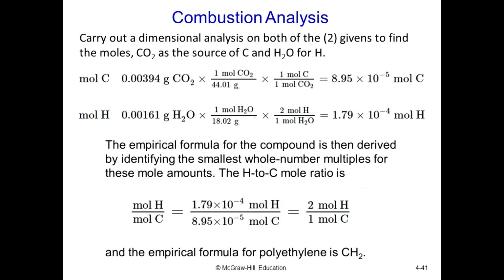In the case of carbon, we have 0.00394 grams of carbon dioxide. We carry it through the dimensional analysis using gram per mole. If we use gram, it's always going to be gram per mole, gram per nothing else except gram per mole. Keep that in mind. Next, you're going to do an interconversion because you want to take it from carbon dioxide to carbon, and that's important.